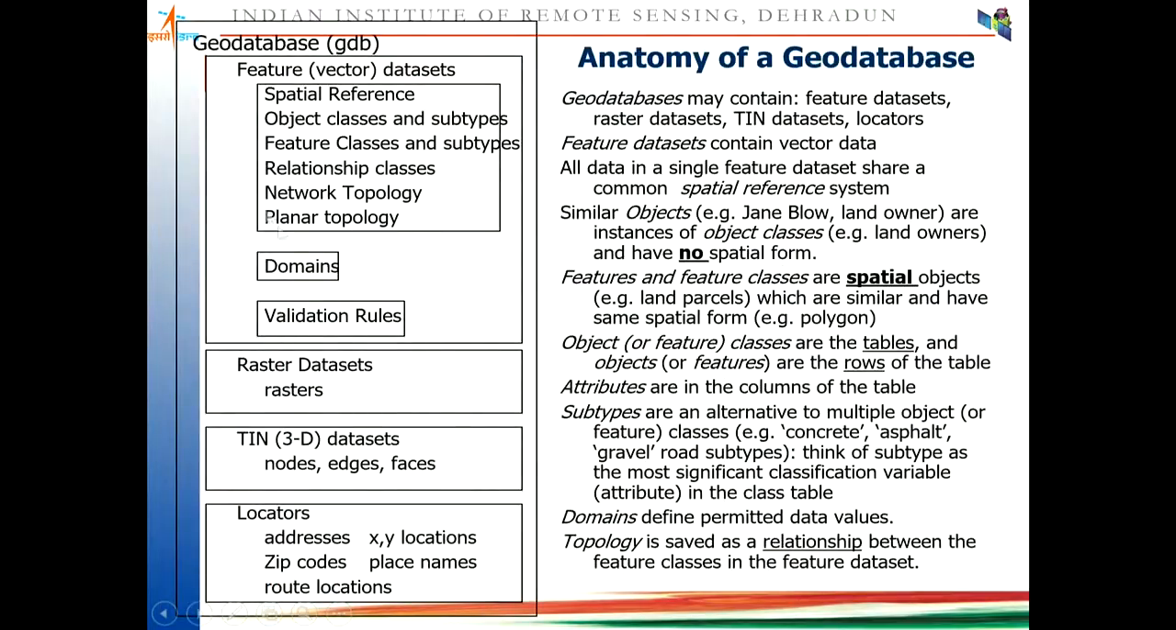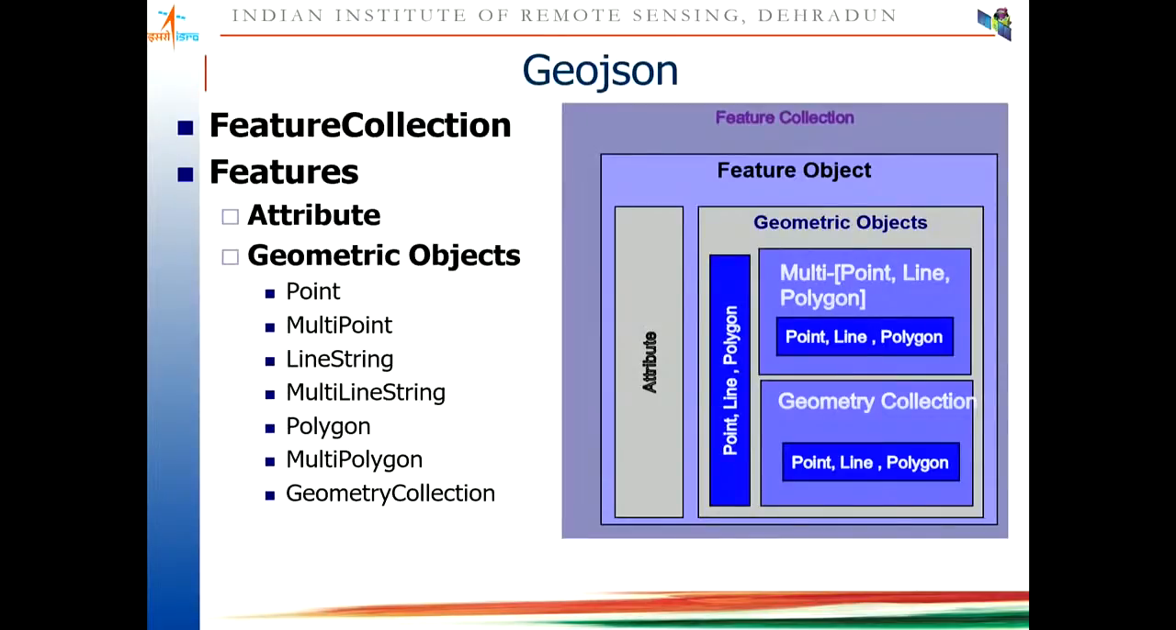So this is basically a containment of information: feature datasets will have a common spatial referencing system, different kinds of objects, and relationships or topological relationships, especially planar or network topologies. These two are also stored, and there are validation rules applied on these topologies to find out the different constraints. Then in the same geodatabase, you can also store rasters, TINs, and a few locators, which are specialized point references that can be used to give positional information for tick points and so on.